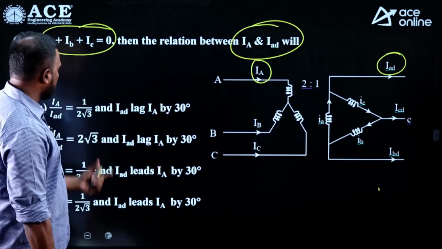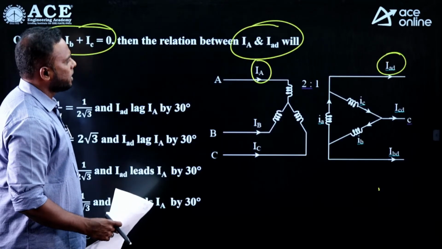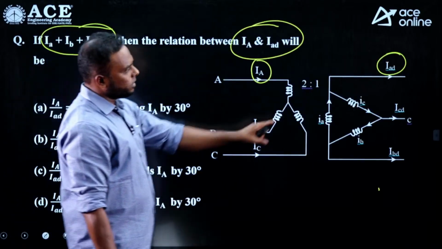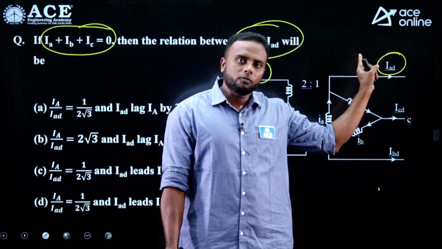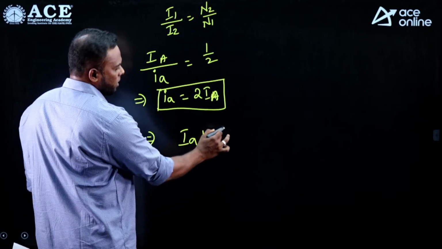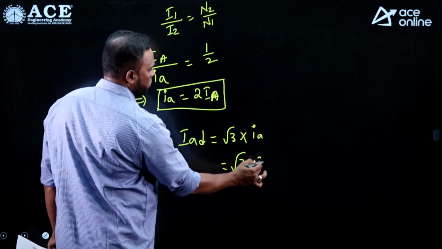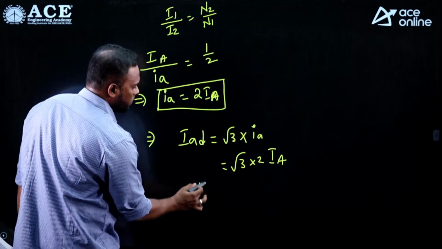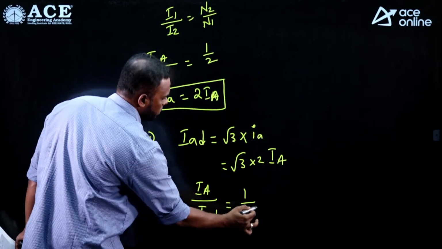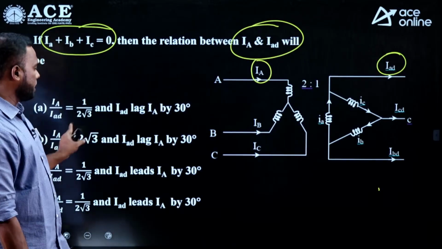But what we need here, according to the question, is capital IA by Iad. Now, what is capital IA by Iad? This is the phase current, small Ia. Now see this one: this is line current Iad. What is the line current formula? √3 times the phase current. Therefore, line current small Iad equals √3 times the phase current, that is small Ia. This equals √3 into 2 into capital IA. Then 2√3 we get. Therefore, capital IA by Iad equals 1 by 2√3. This is the primary line current to secondary line current ratio, IA by Iad: 1 by 2√3.